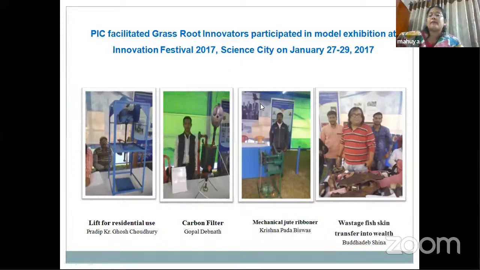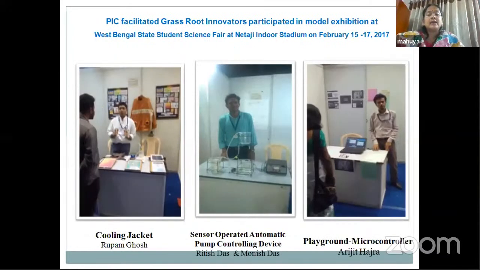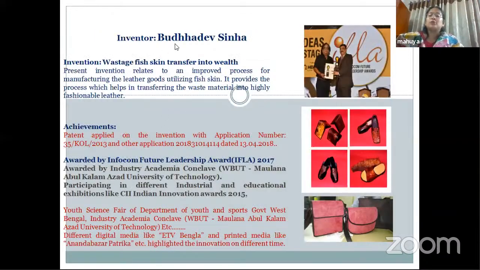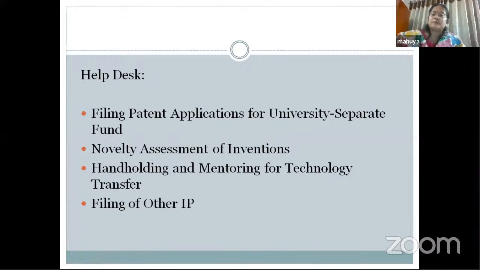This is a patent invented by a farmer, a mechanical jute ribboner. You all know that jute ribboning is a long process, but Krishnapada Vishas has developed a jute ribboning system where within 1 minute you get a good amount of jute ribboned. Here is a budding inventor, Buddhadev Sinha. He has developed a leather shoe from waste leather in the Park Circus area. That waste leather is modified into this type of product. So these are different types of inventions.